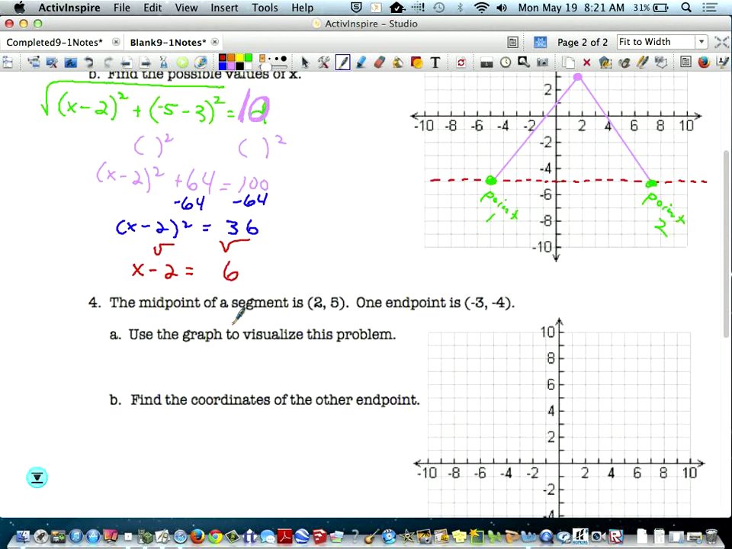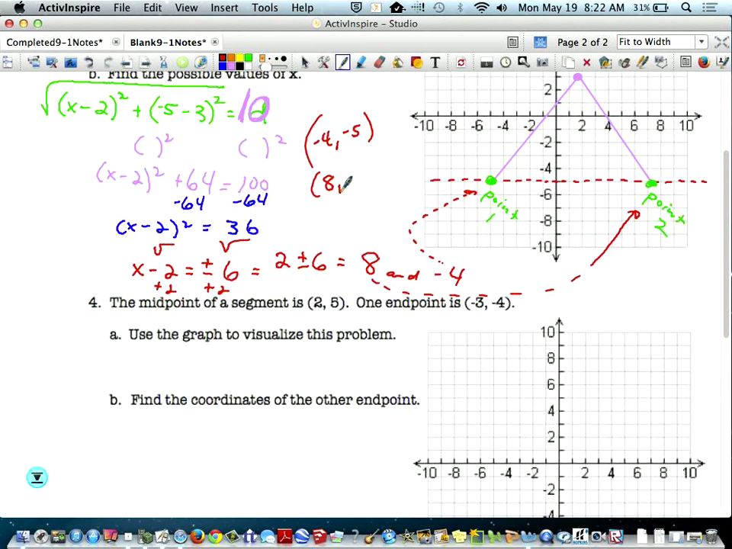How would I get two answers out of this? Plus or minus. That's the key to this problem. And now I add 2 at the end. So this is 2 plus or minus 6. Those are nice numbers. So what's 2 plus 6? 2 minus 6. So this is that point, and this is that point. So the 2 points would be (-4, -5) and (8, -5).